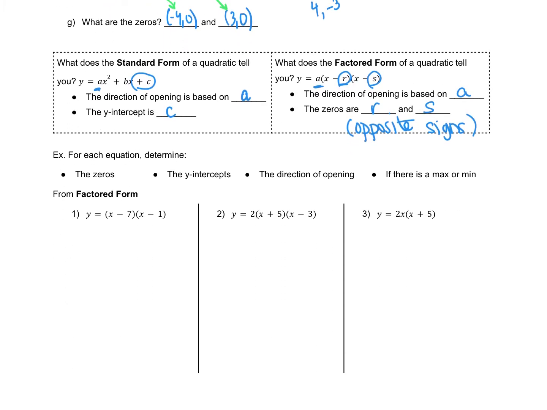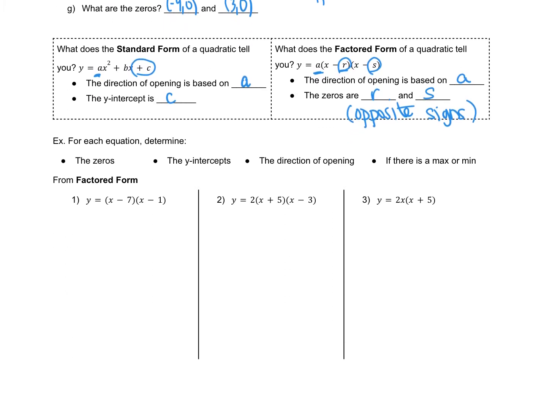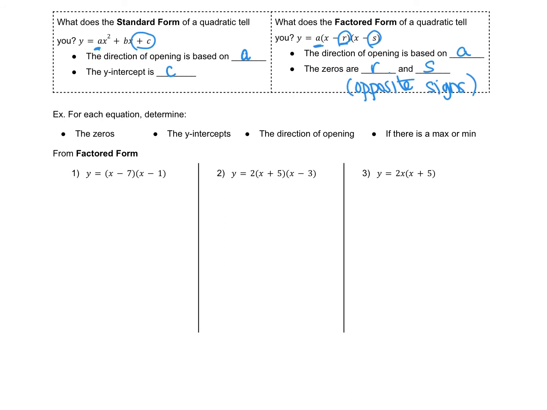All right, let's try some examples. The first set of examples I have in factored form, and we're going to find the zeros, the y-intercept, the direction of opening, and if there's a max or a min. If it's in factored form, the first thing that we can get are the zeros, and regardless of the form, we can always get the direction of opening. So if we look at this first example, there's nothing in front of the bracket, so it's just a positive 1. So that means this opens up.